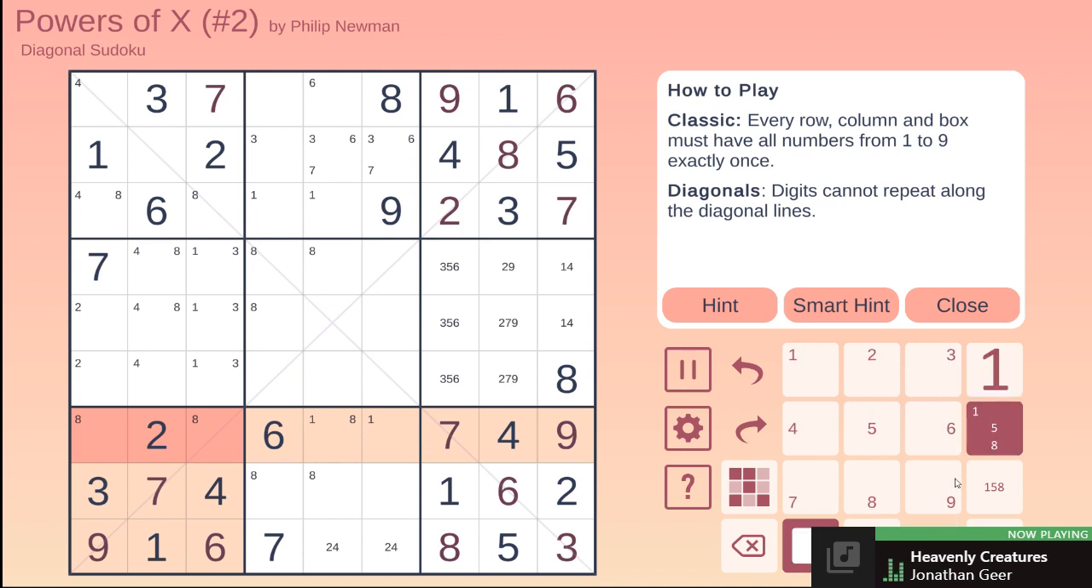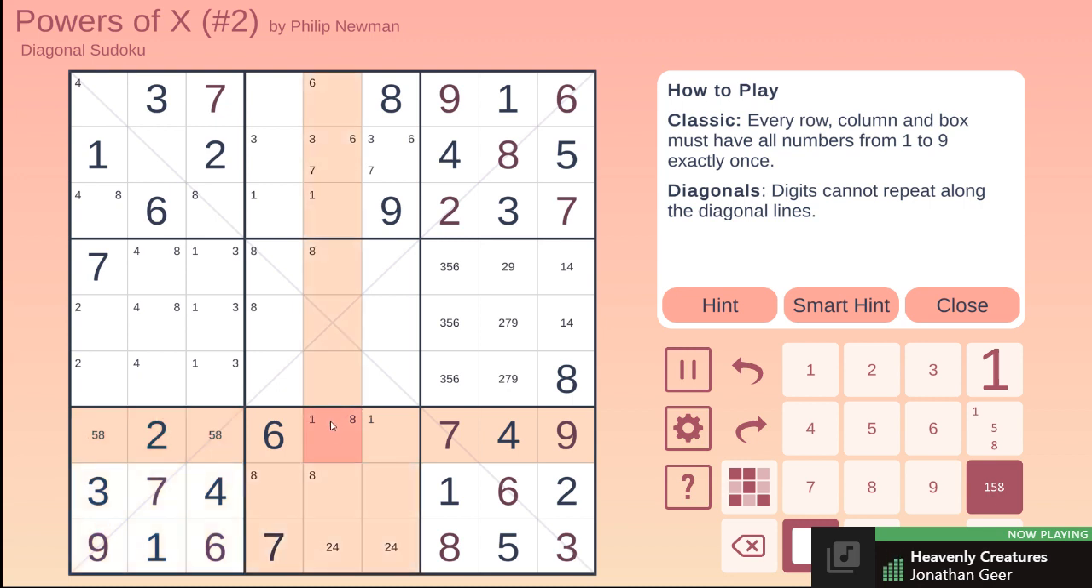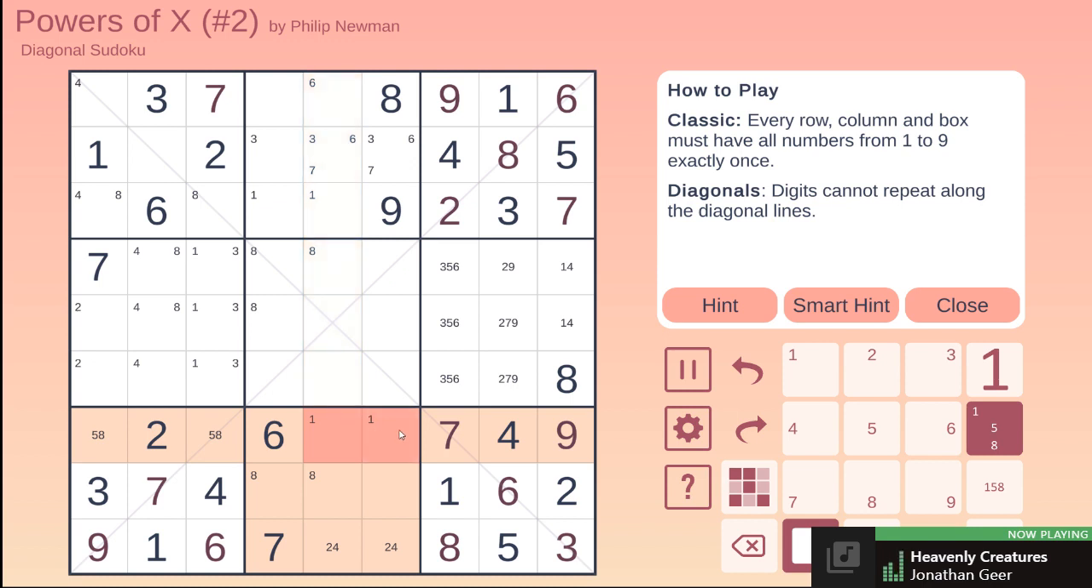Okay. Which, ooh, hold on. That's not the correct pencil mark. This cannot be an 8 anymore. That's just not possible. Which means this is also a pair. This is 1, 3? Yes, this is a 1, 3 pair. Very nice.